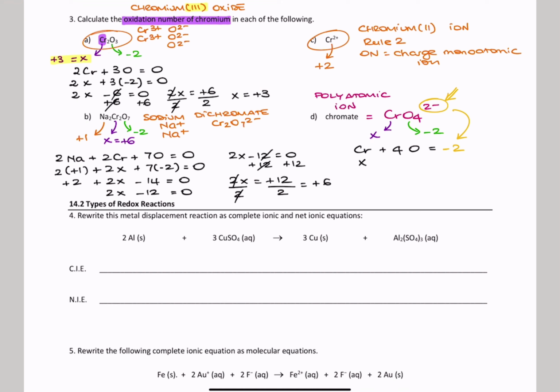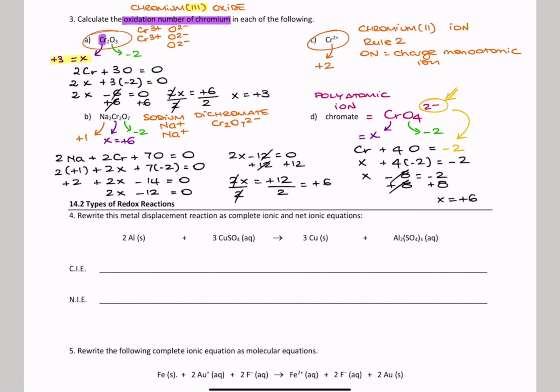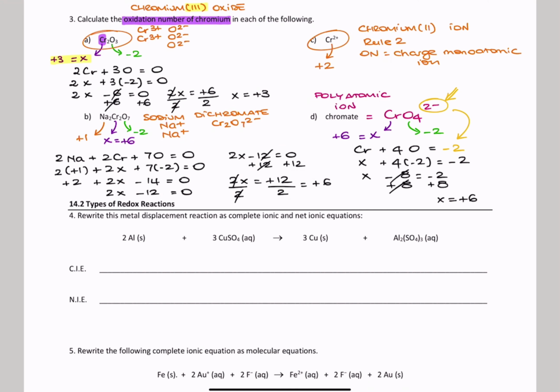Now we can solve. X for chromium, 4 times -2 for oxygen, equals -2. X minus 8 equals -2. Add 8 on each side, and you get that X here is equal to +6. Therefore, the oxidation number of Cr in chromate is +6. So here, what I wanted you to pay attention to is that we can actually have different oxidation numbers for the same element. Chromium could be +3, could be +6, or could be +2, depending on the substance it's involved in.